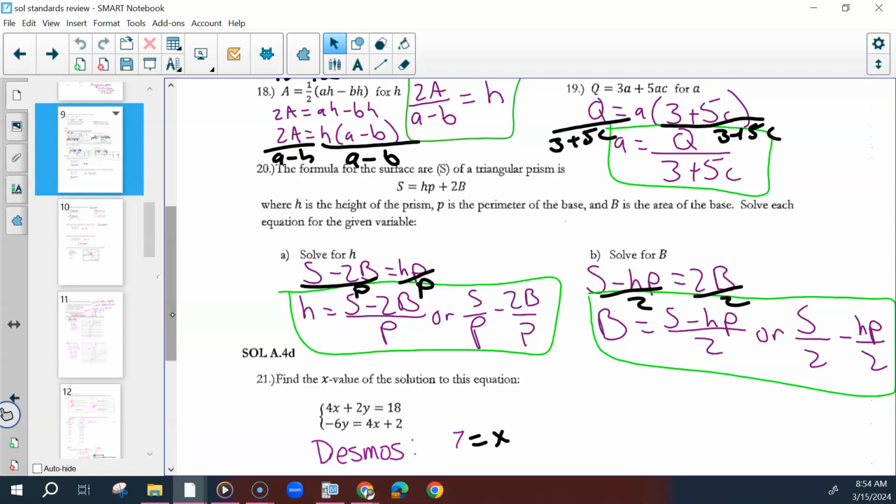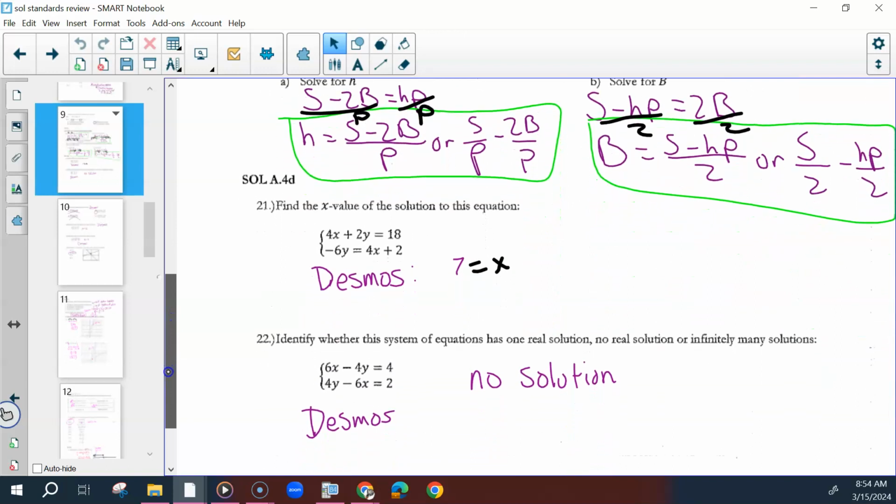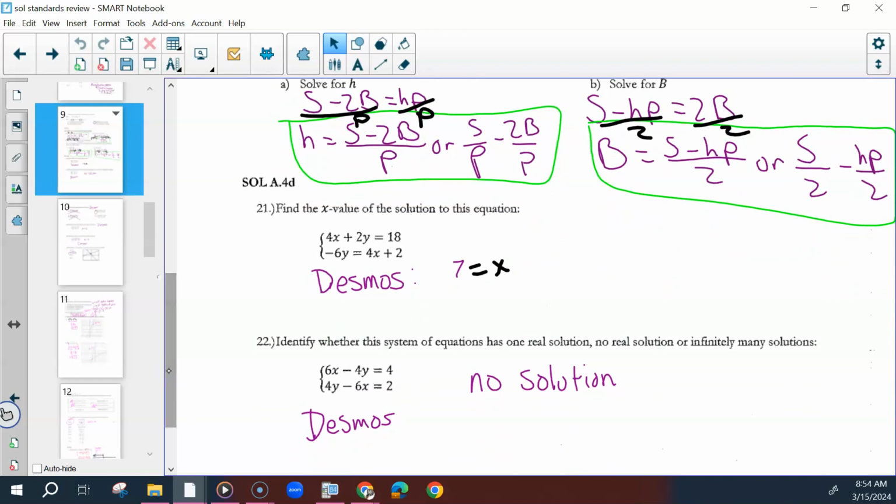Most of the rest of this section, you could solve in Desmos. If you put both into Desmos, you got x equals 7. 22 was no solution. And then you go on to the next page.